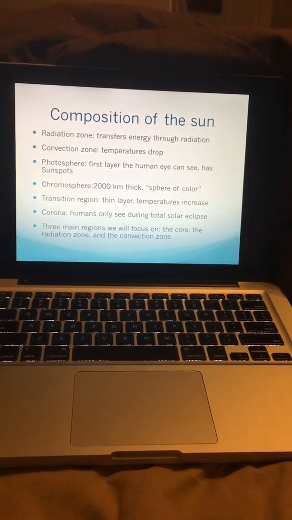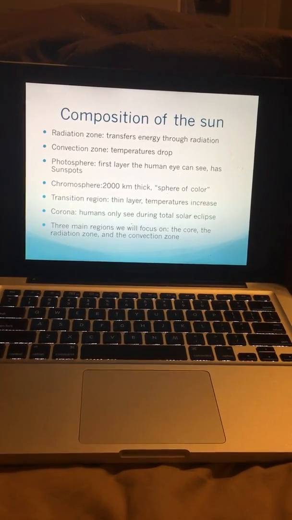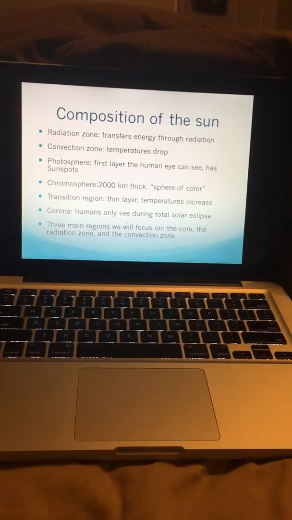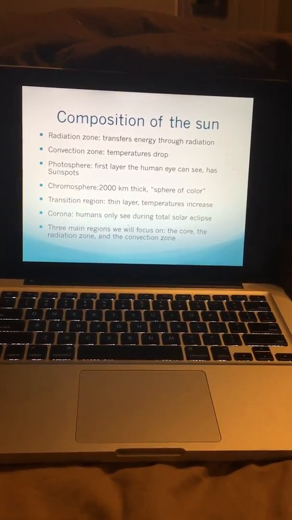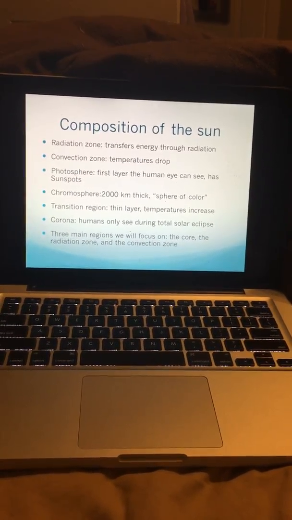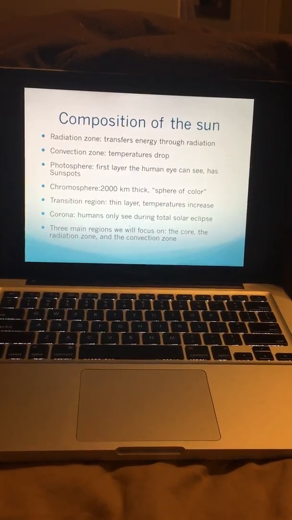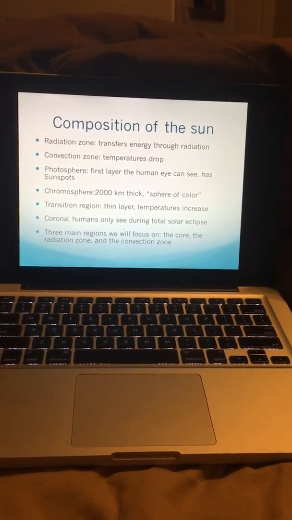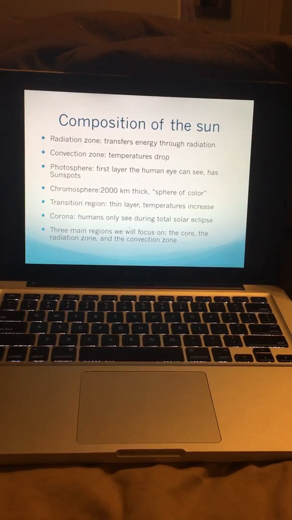The radiation zone is the next layer, which explains the way the sun transfers its energy, through radiation. The convection zone is next, and is the zone that temperatures drop to only 2 million degrees. These 3 regions make up the interior part of the sun.